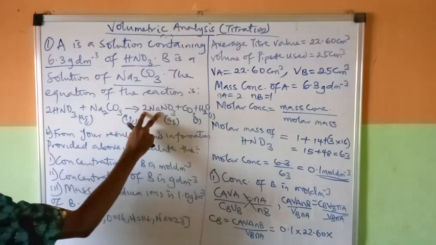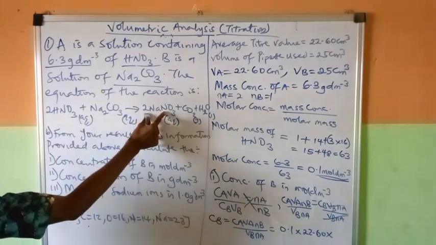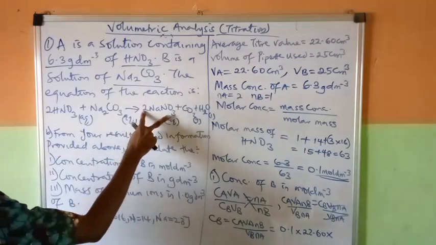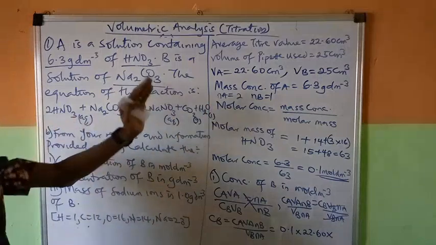Sodium is 2 here, sodium is 2 on this side. Nitrogen is 2 here, nitrogen is 2 on this side. Okay, oxygen here is 2 times 3, 6. 6 plus 3, 9. Oxygen here is 2 times 3, 6, plus 2, 6, 7, 8, plus 1, 9. So this is a balanced equation.